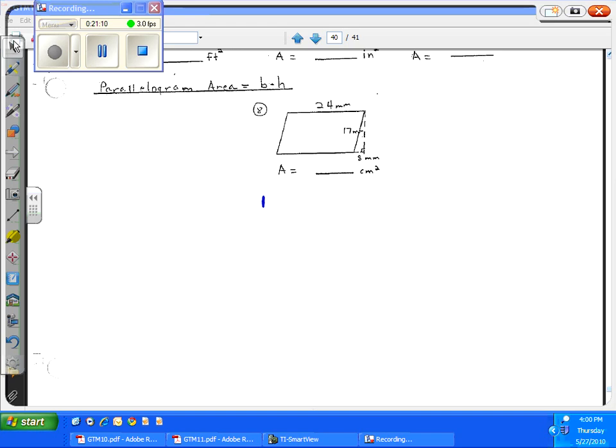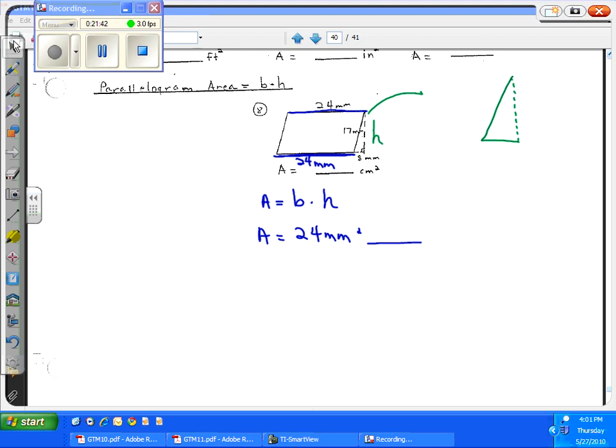Area of a parallelogram is base times height. So we're going to take the area of the base. Opposite sides are equal, so the base is 24 millimeters, times the height, which is that dotted line, which we don't know. So my height is that dotted line out there. If we extract that triangle, we have 17 millimeters, 8 millimeters, and our height.